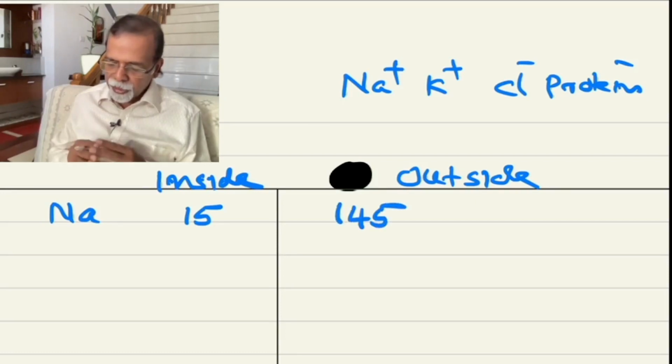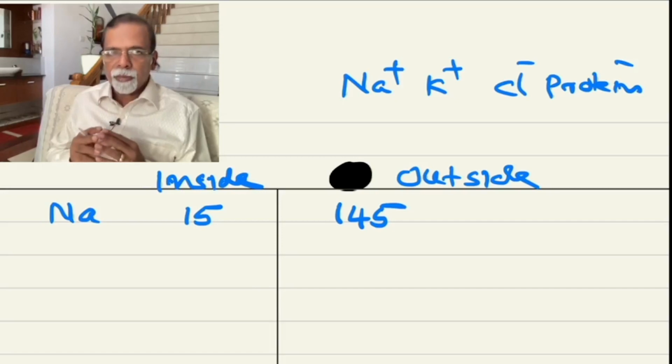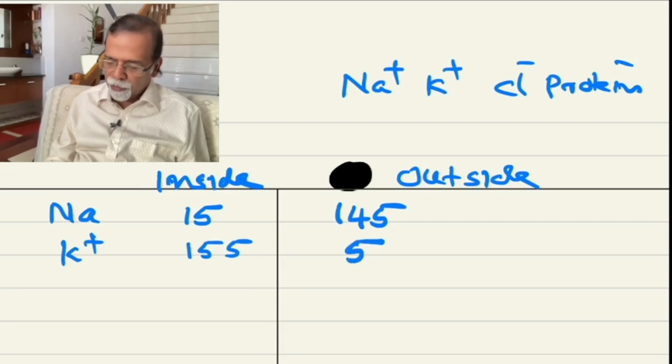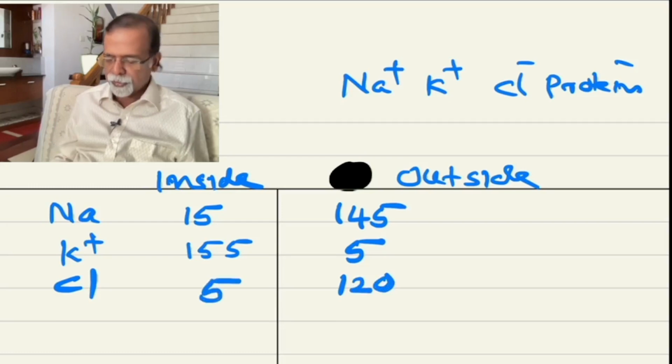So inside sodium is low, potassium is high. Take potassium. Potassium is in the reverse. That is, inside is around 155 milliequivalents and outside is only 5 milliequivalents. So it's a very important point to be remembered. Inside potassium is high, outside sodium is high. Take chloride. Chloride goes along with sodium. Outside it is around 120 milliequivalents, inside around 4 to 5 milliequivalents.